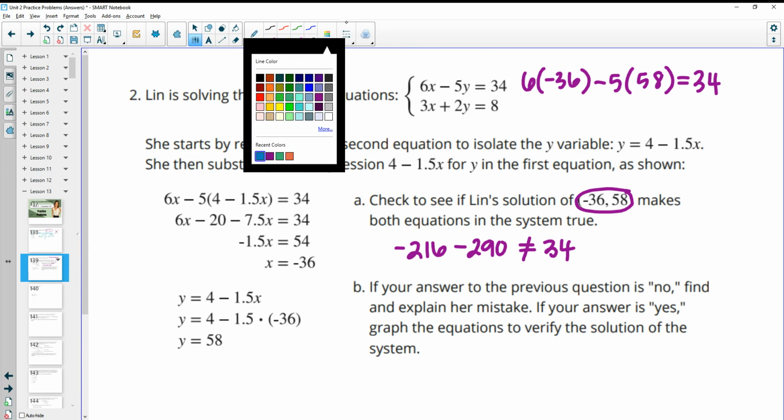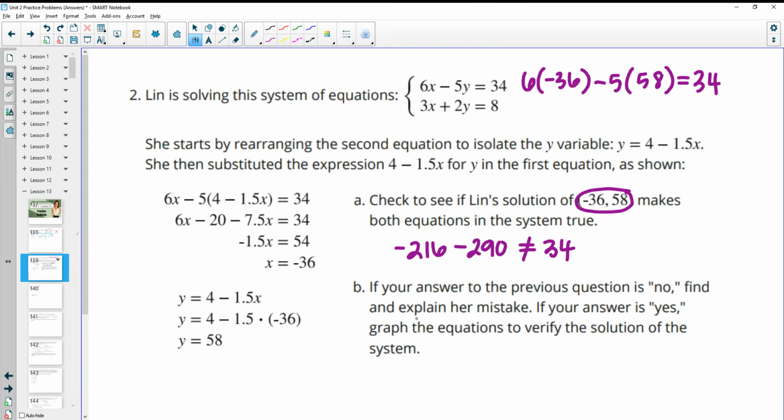So then we want to find that. Okay, so where did she make a mistake? So let's take a look here. She isolated the one equation and got 4 minus 1.5, and she's just plugging it in here. So that looks fine.